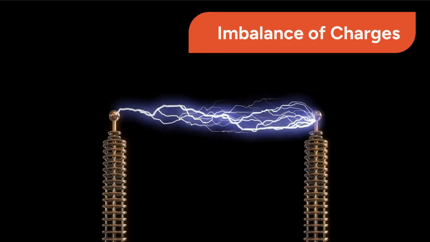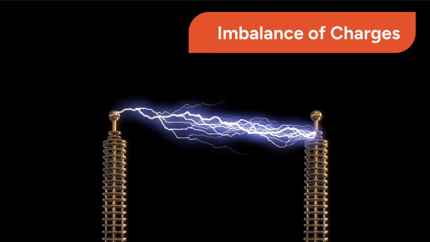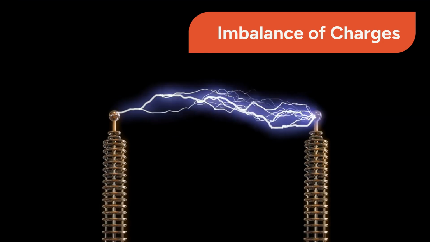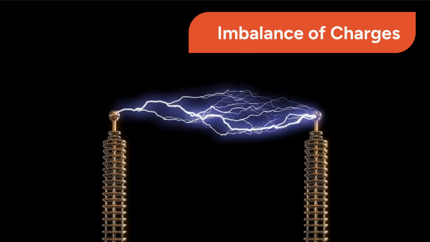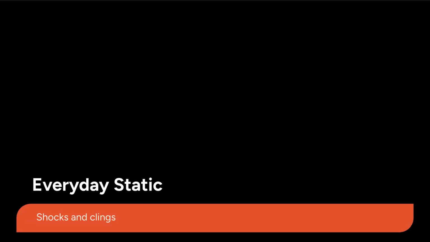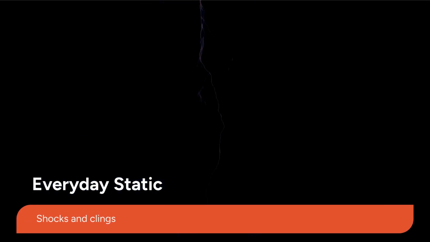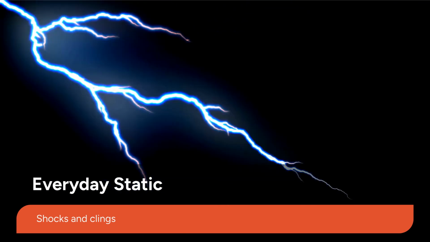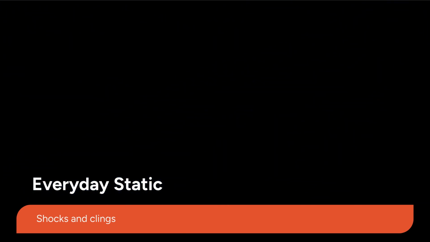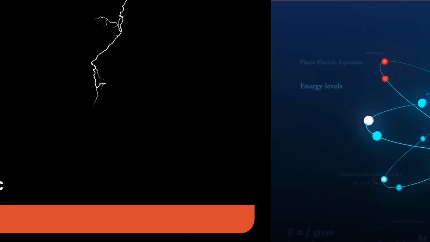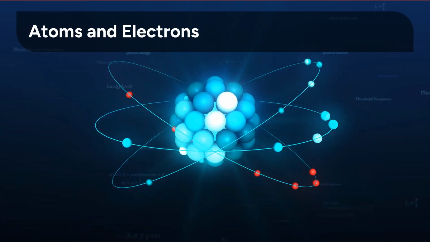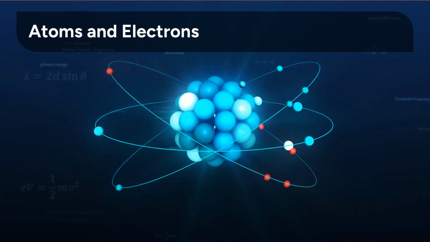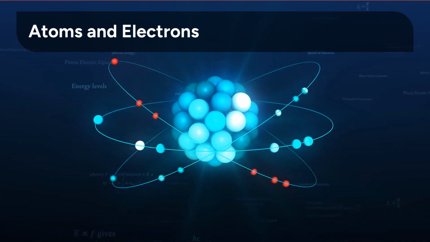Simply put, static electricity is an imbalance of electric charges on the surface of a material. This imbalance builds up until it can be released. You experience static electricity daily, from clothes clinging together in the dryer to that small, unexpected shock when you touch something conductive.